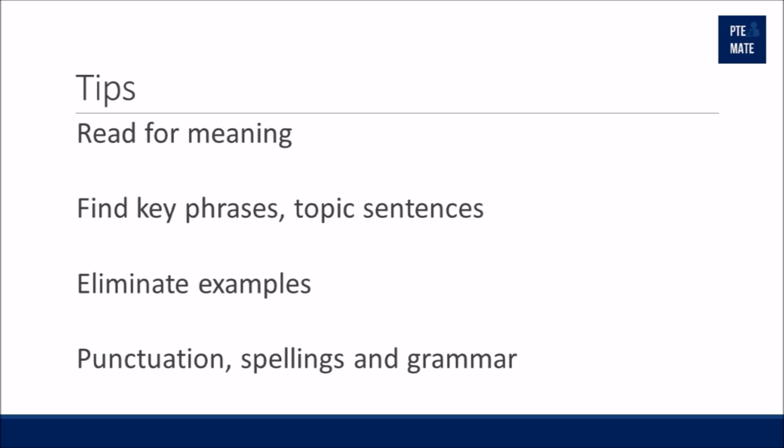The next thing is eliminate examples. So when you're reading a big paragraph, to summarize it, if there are any examples, get rid of them. You don't need to include them in your summary, because examples are not meant for one sentence summaries.